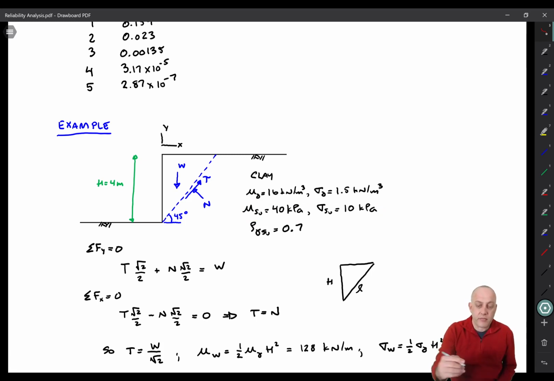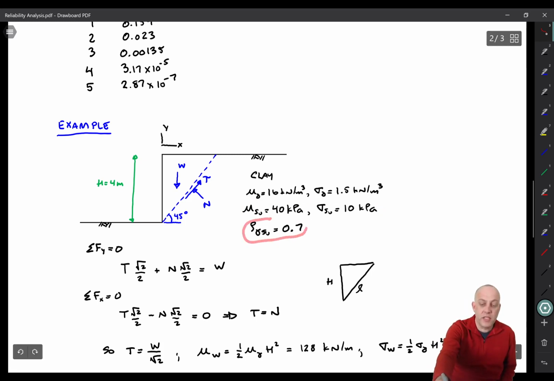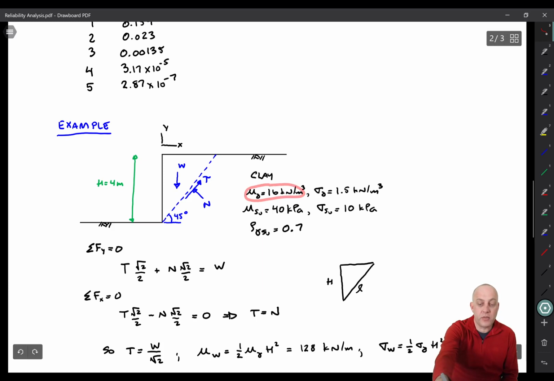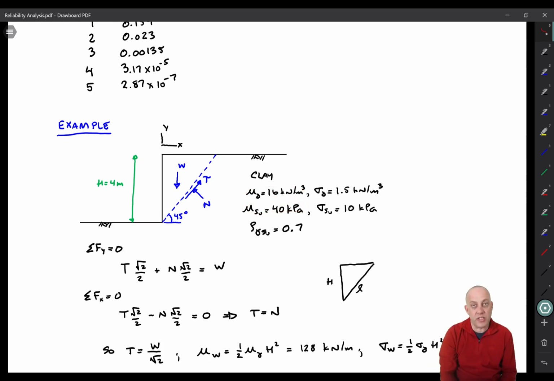Okay, and then we're going to assume that there's some correlation between unit weight and undrained strength, and it's fairly high, 0.7. The correlation has to be between -1 and 1. 0.7 is a pretty strong correlation. That means that if the unit weight is on the upper end of the range of the distribution, then the strength is also going to probably be on the upper end of that distribution.